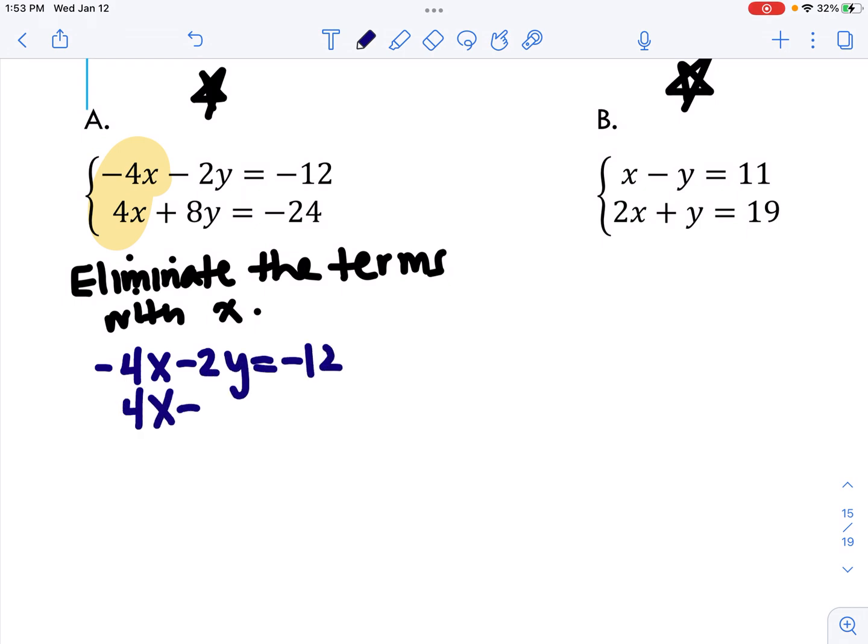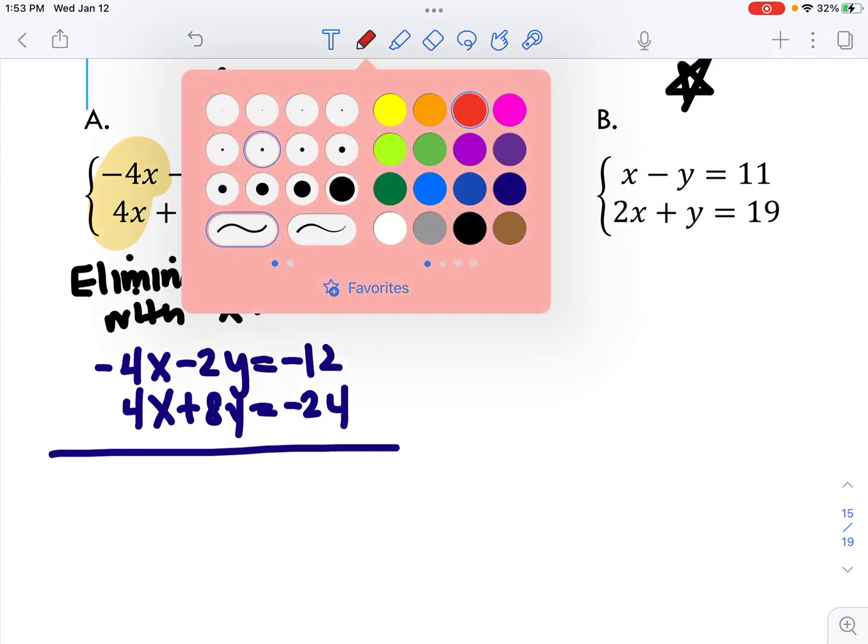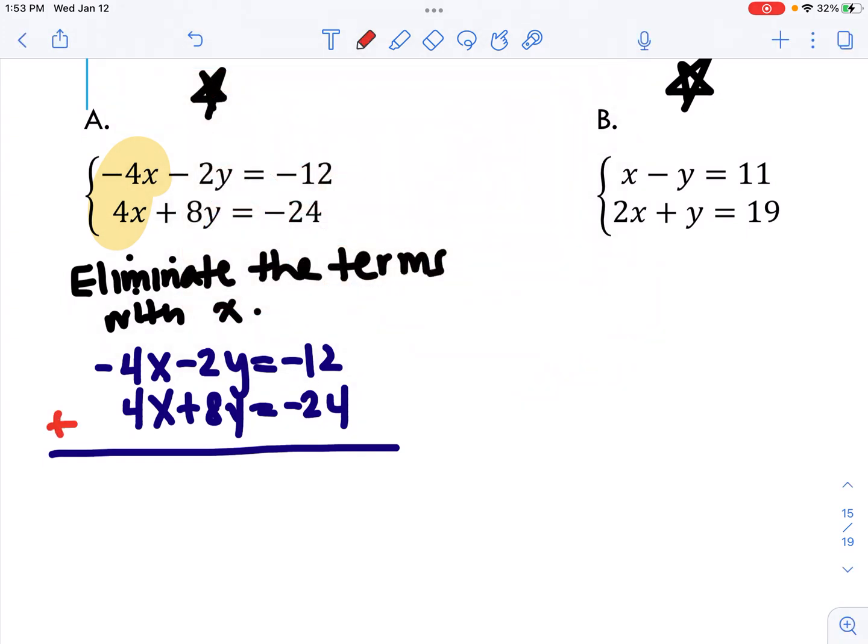My goal is still the same, to find the point of intersection. I'm going to put a giant equal sign and treat this almost like a giant addition problem. I'm going to look up and down, starting from the top and going to the bottom. Notice here negative 4x plus 4x does cancel out. Now I have negative 2y plus 8y, which gives me 6y is equal to, what's negative 12 minus 24? Good, negative 36.